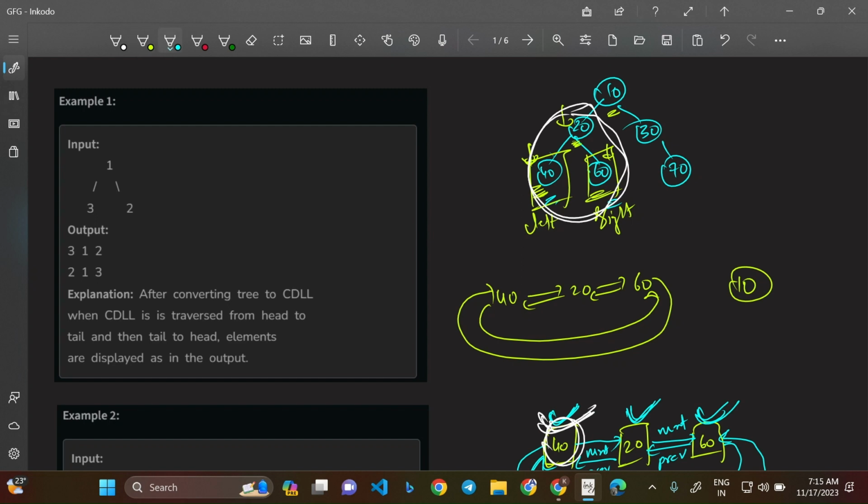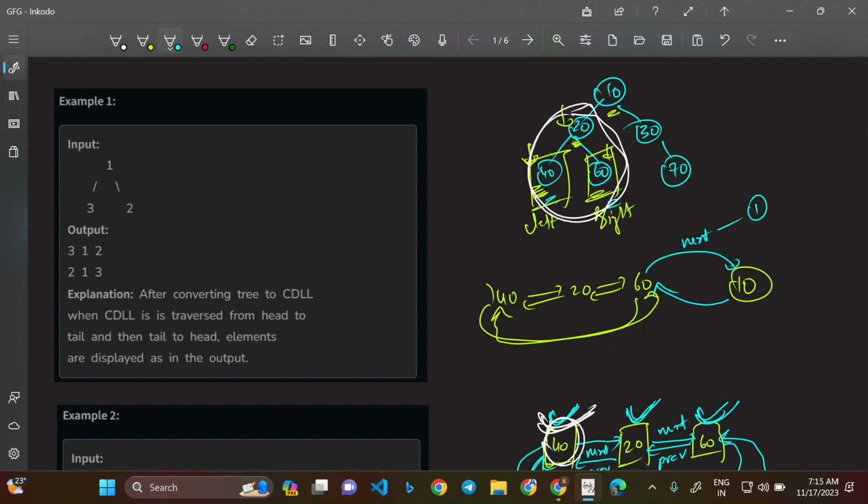First transition: I'll be connecting this 60 with 10. So 60's next would be 10. This is the first transition that I'm going to do. Let me just erase this, or let us write it without any confusion. So this is how it is. I hope you people understood. So 60's next would be 10. That is the first transition.